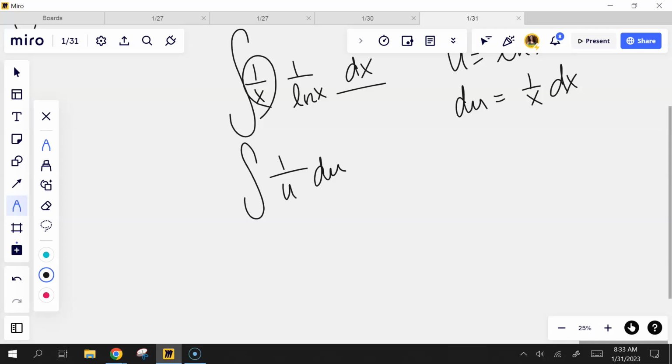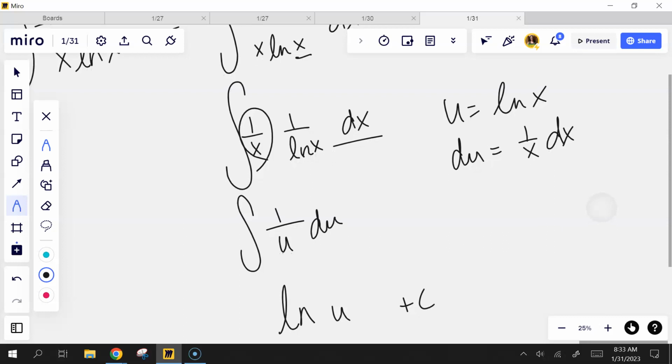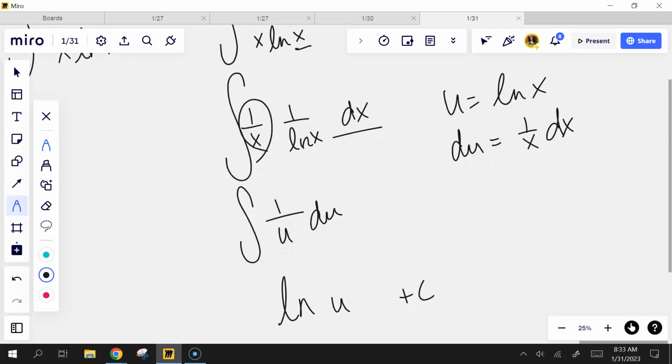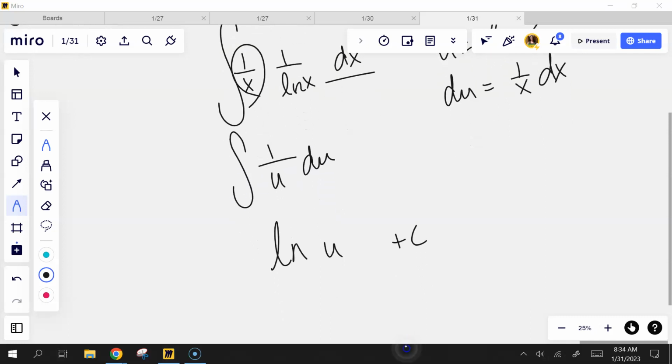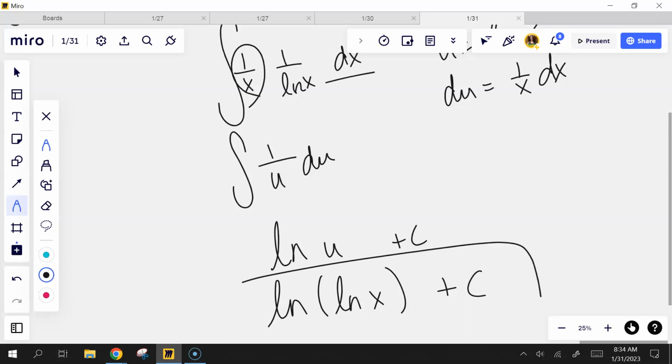What's the antiderivative of 1 over u? Natural log. All right, so I got natural log of u plus c. Yeah, that's what they got too. So it's the natural log of x plus c. Isn't that crazy?